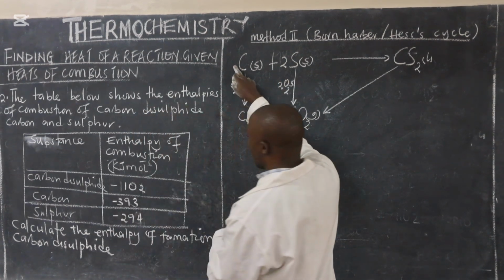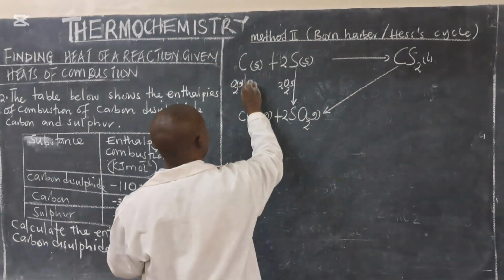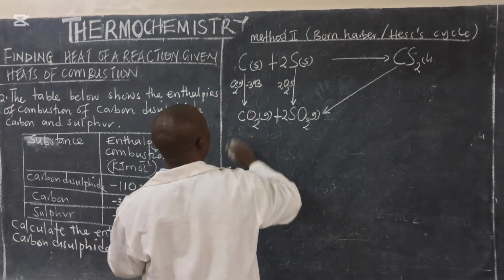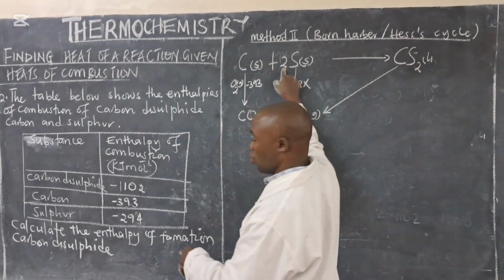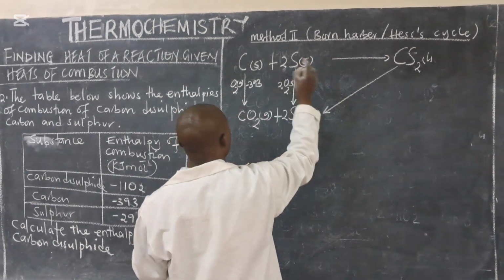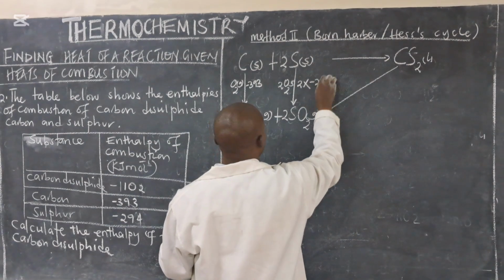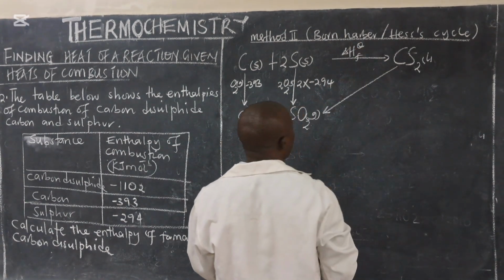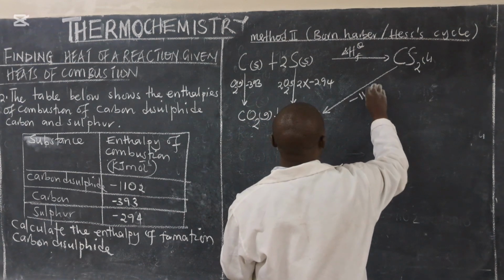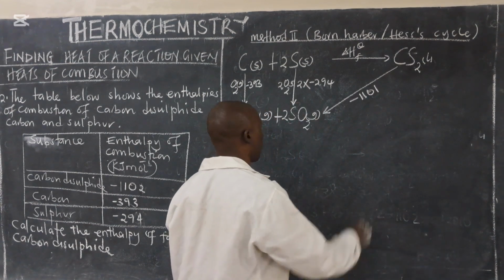Here we are burning 1 mole, so we write the value as is, negative 393. For this case, we multiply by 2 because we burn 2 moles of this. So 2 times negative 294. Then this is the formation value we are looking for. Then this value is negative 1102.